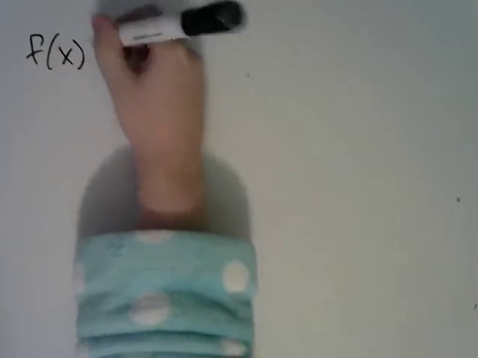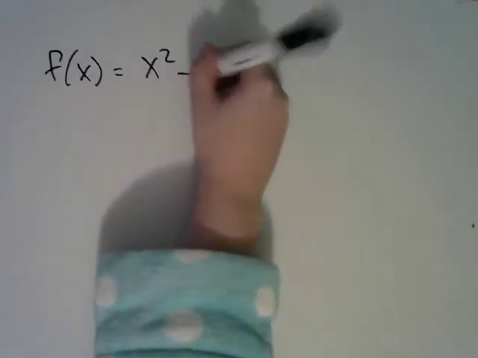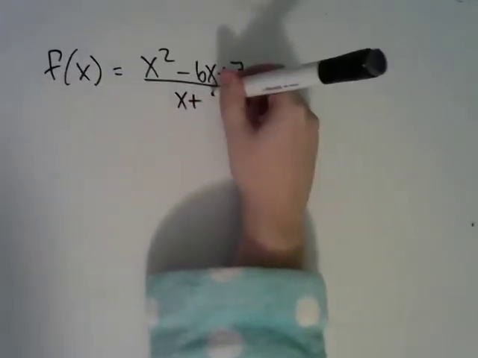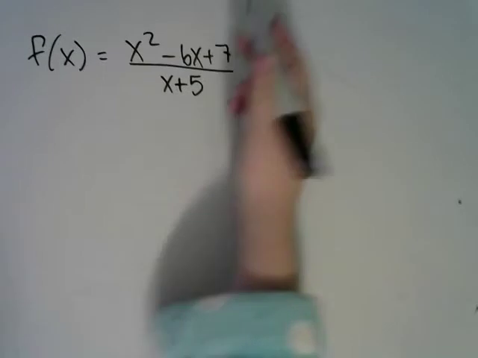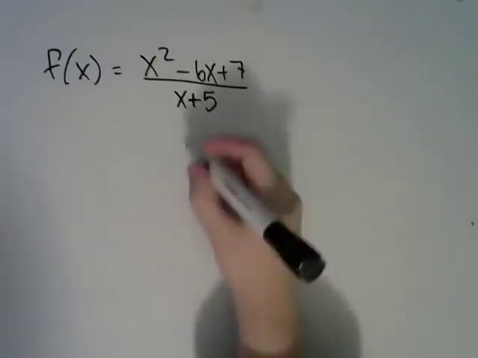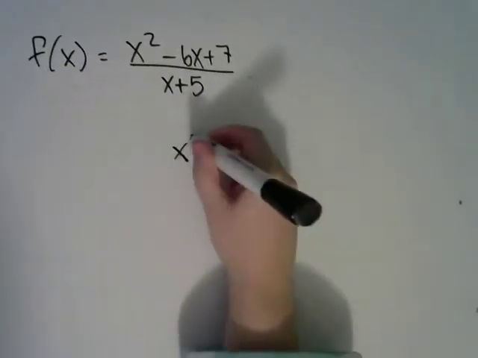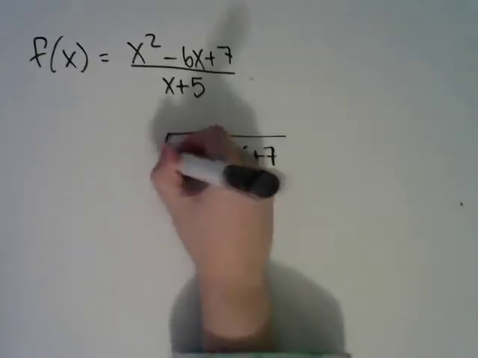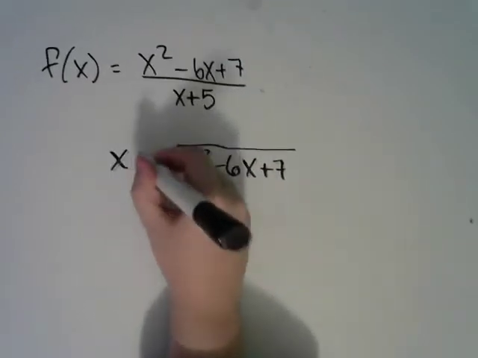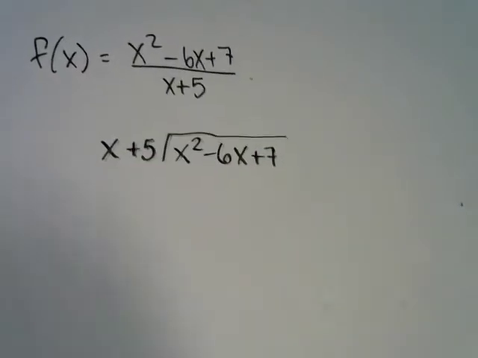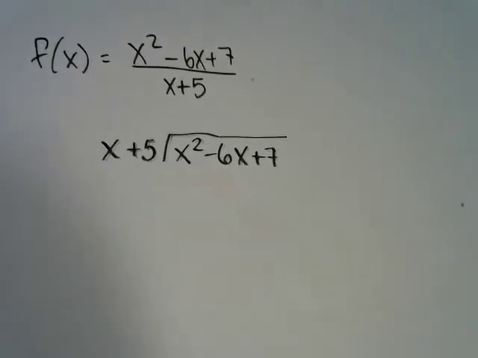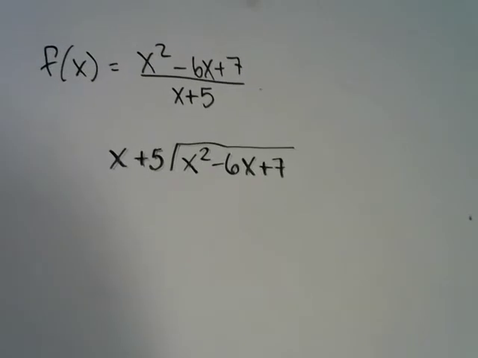So for our first example, we're being asked to divide x squared minus 6x plus 7 over x plus 5. The numerator in this example is the dividend, and we're going to set up a typical division problem where the dividend is inside and the divisor is outside. Polynomial long division goes through the same steps that regular long division goes through, except instead of looking at digits, we're looking at terms.